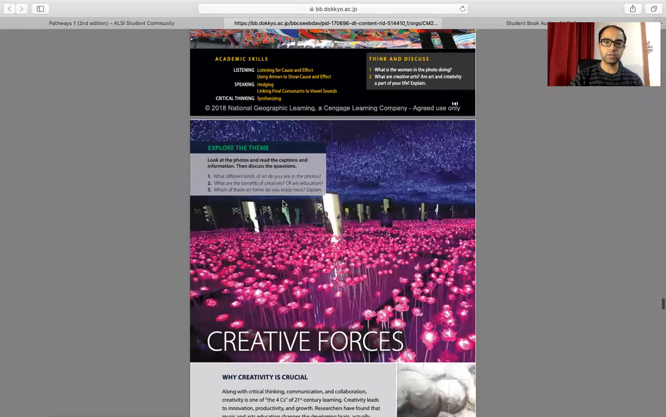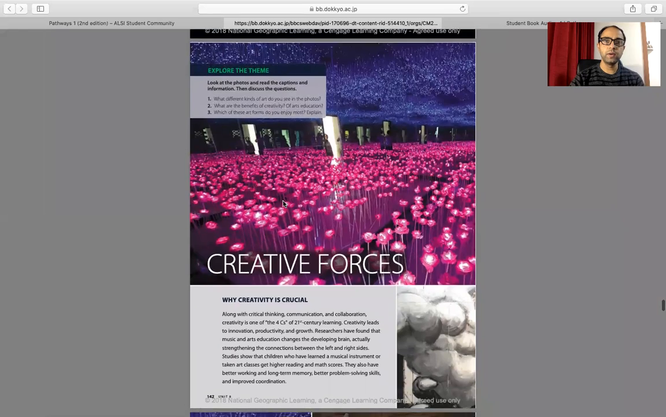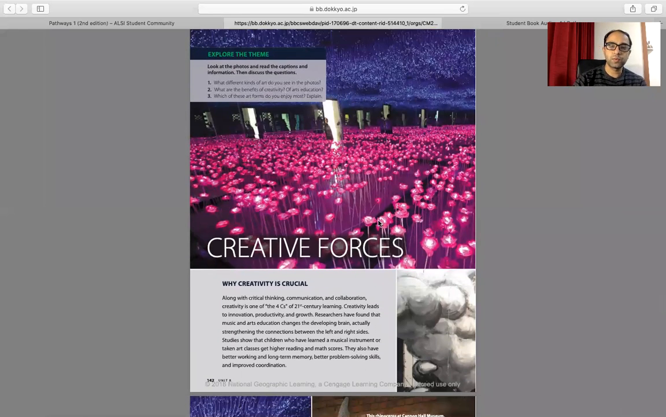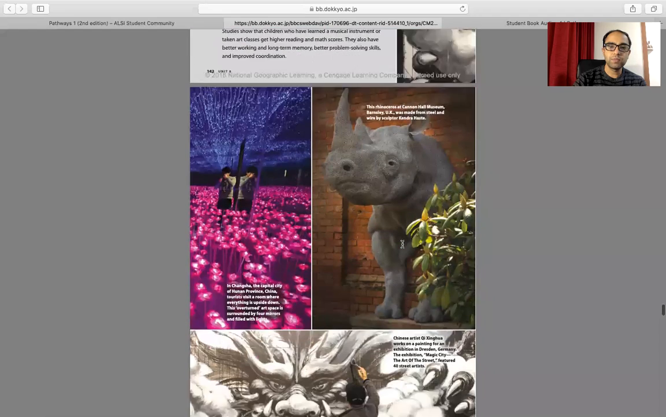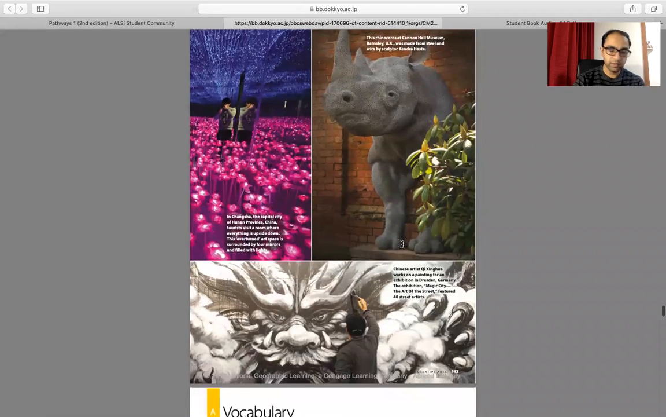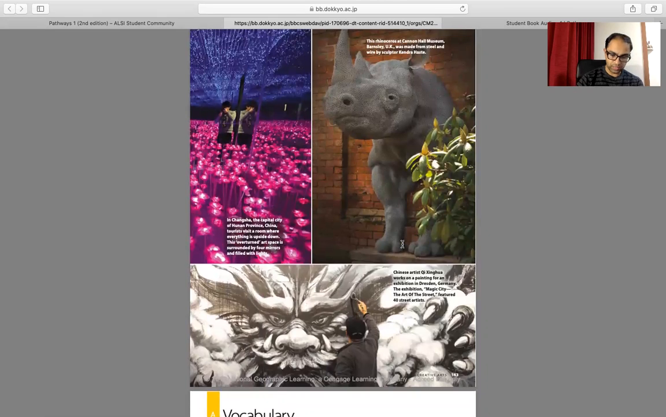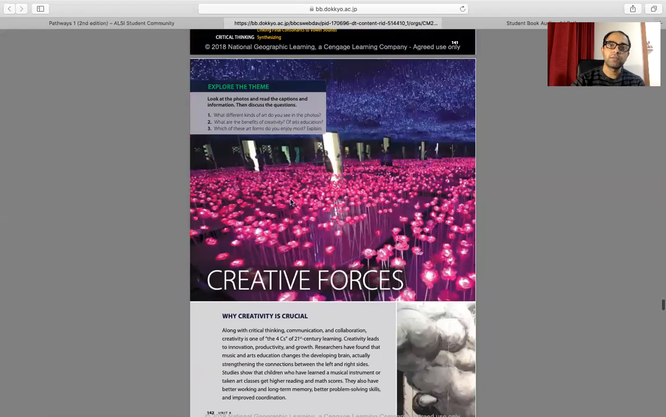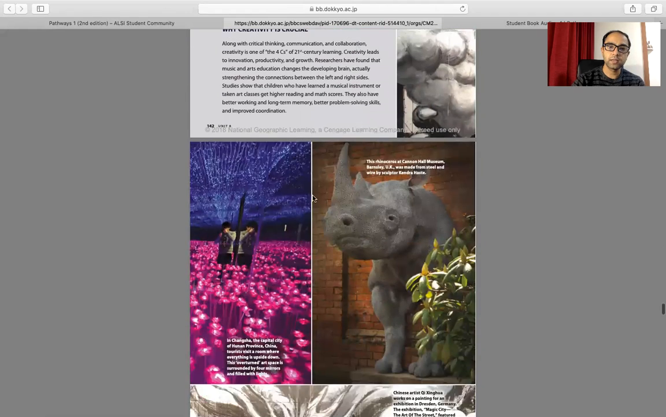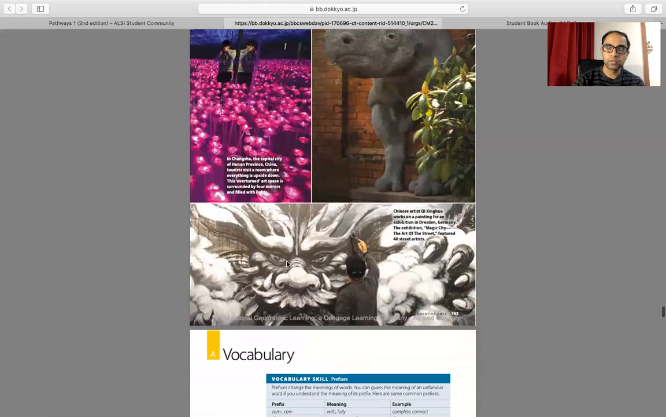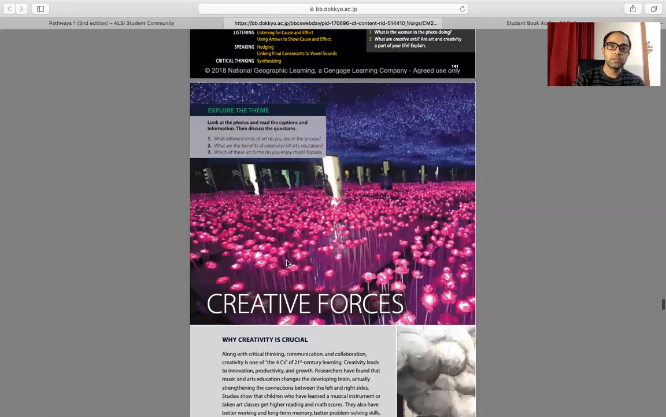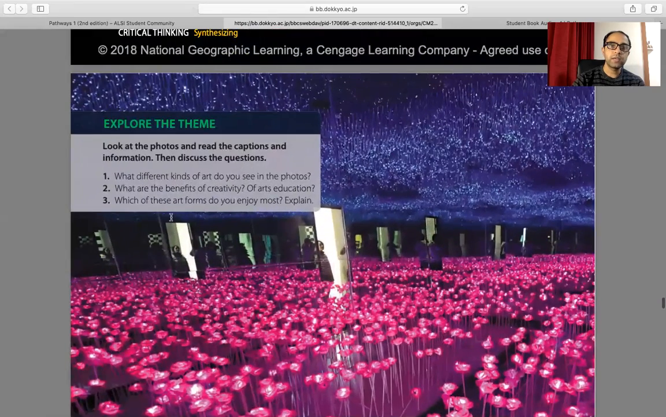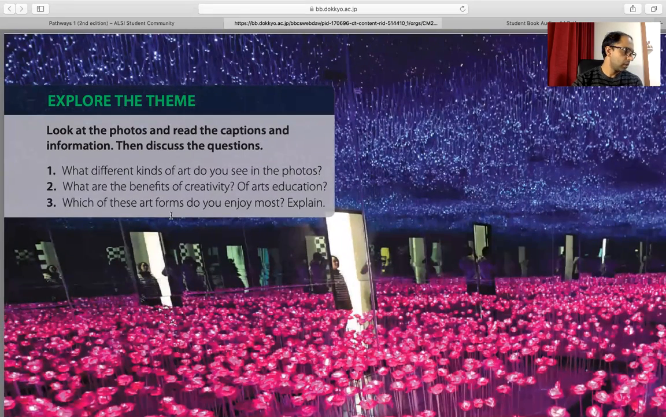But if you look at page 142, that's this page, okay? It shows you some pictures there, says creative forces. And same thing goes on to page 143 as well. In total, you have 1, 2, 3 different pictures there, okay? The first half of the picture is over there. The second half of the same picture there. Another picture of a rhino there, and another picture from China. So look at these pictures and look at the questions there. What different kinds of art do you see in the photos? What kind of arts do you see there?